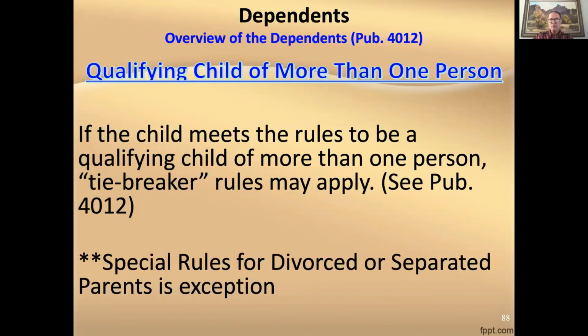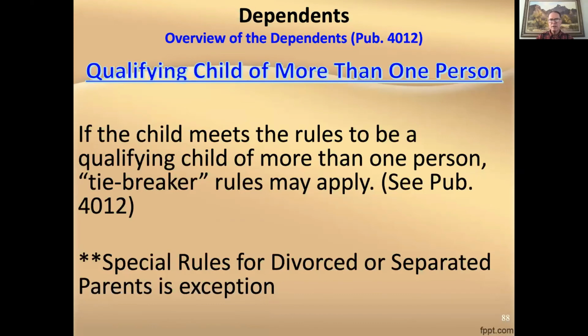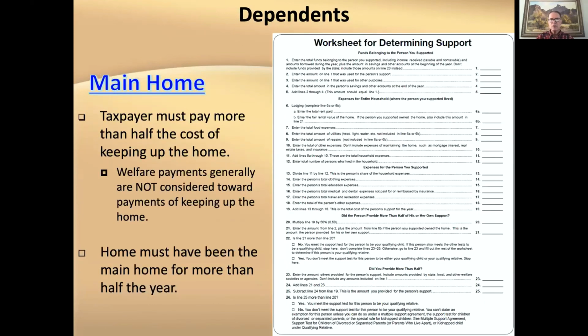If the child meets the rules to be a qualifying child of more than one person, then there are tiebreaker rules. And they have special rules for divorced or separated parents. And we'll get back to some of those in a little bit. Here's that worksheet for determining support, the main home.